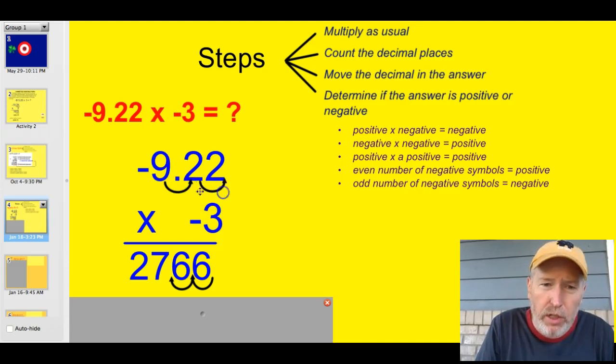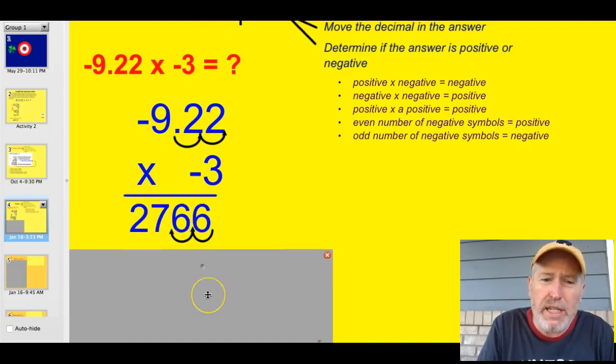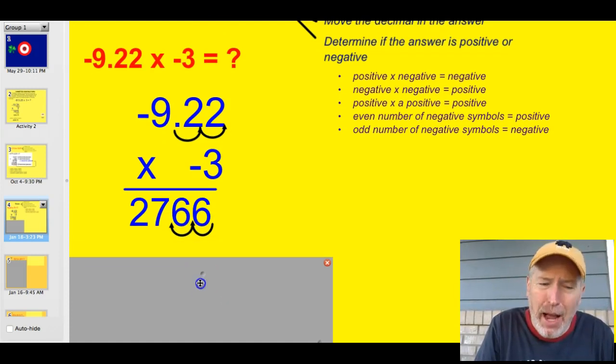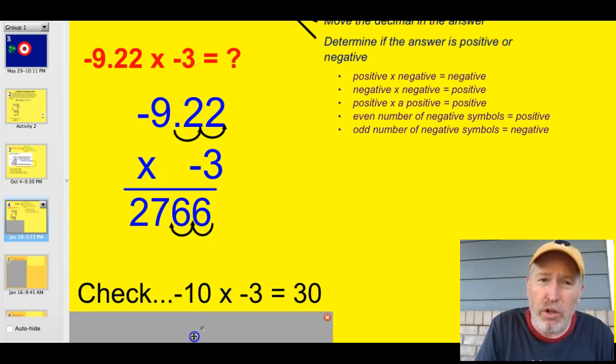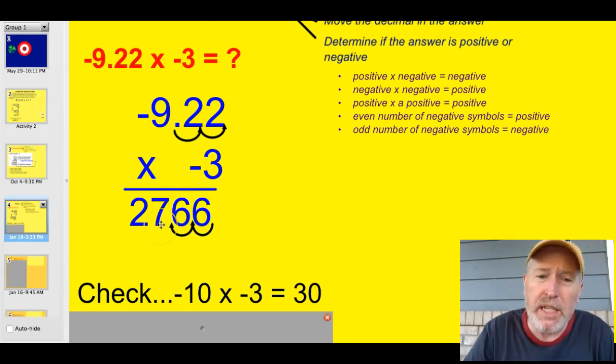It looks like these slid over a little bit. I had 2 decimal places on top, so in that answer of 2766, I have to put 2 decimal places back in. So I got 27.66. Now I have to determine, is that answer positive or negative? Well, I had a negative times a negative, and a negative times a negative is going to equal a positive. So that is a positive 27.66. And then my check down at the bottom, as I said at the beginning, I had about 10 times about 3. A negative 10 times a negative 3 is a positive 30.